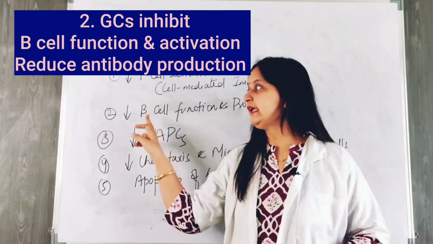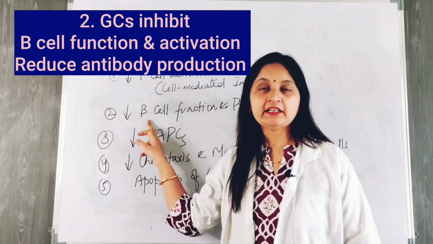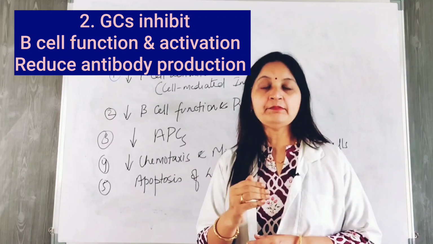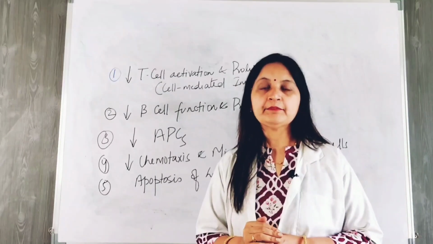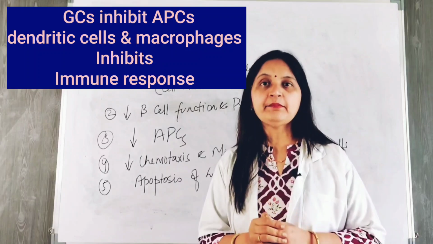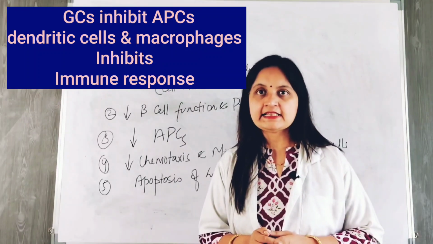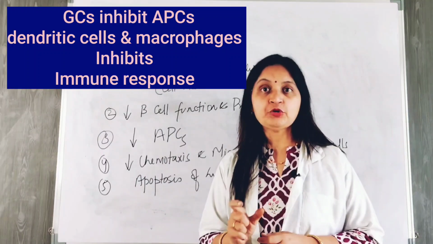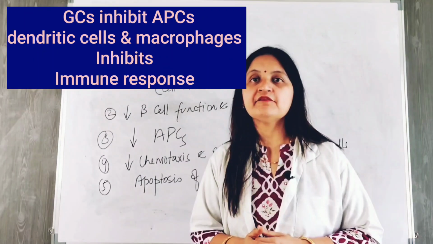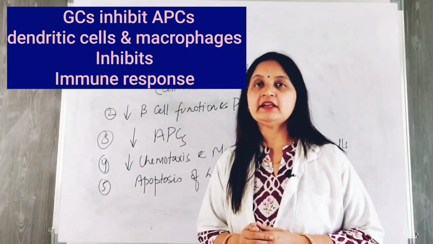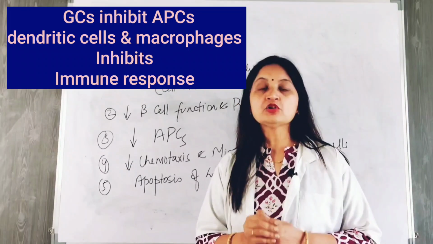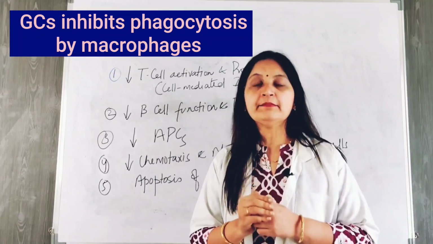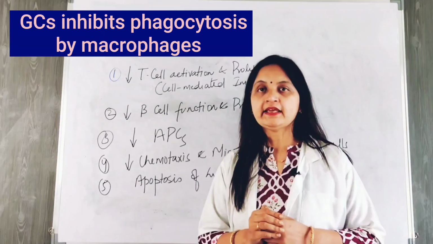Secondly, glucocorticoids inhibit B cell function and activation, thereby reducing the production of antibodies, so they help in reducing the humoral immunity. Thirdly, glucocorticoids inhibit the function of antigen-presenting cells such as dendritic cells and macrophages, so this decreases the ability to present antigen to the T lymphocytes and thereby initiate an immune response. They also inhibit phagocytosis by the macrophages and thereby help to limit the immune response.